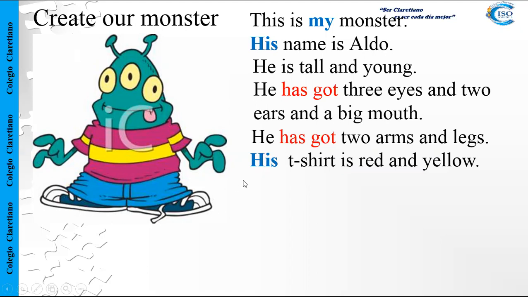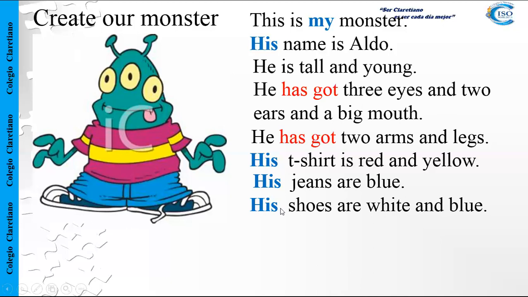Okay, wait. Let's continue with the description. Pay attention, please. His jeans are blue. You see? Because in your picture that you drew, you colored the jeans blue. That's why his jeans are blue. Okay? Let's continue. His shoes are white and blue. You see? You are going to draw the monster, color the monster, then describe the monster.